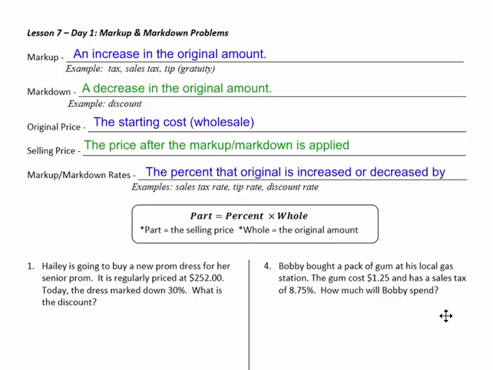The original price is the starting cost, also sometimes referred to as wholesale. And then the selling price is the price after the markup or markdown is applied. The markup or markdown rate is the percent that the original is increased or decreased. So it's just like what we were doing with percent increase or decrease, right? But you have to know what the parts of the formula are talking about. So here, your part is your selling price, your whole is the original.